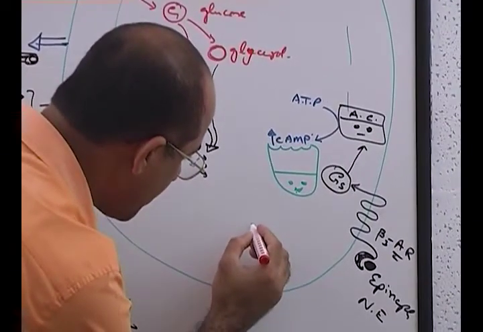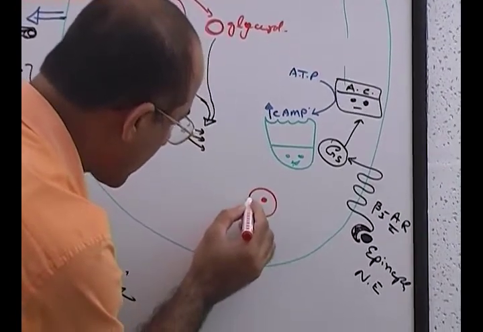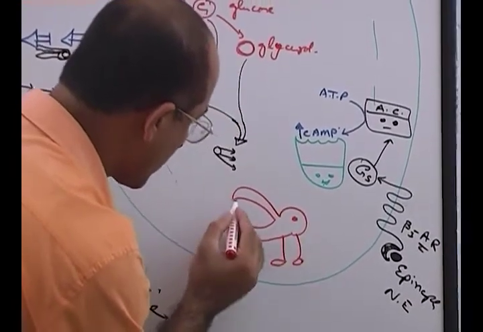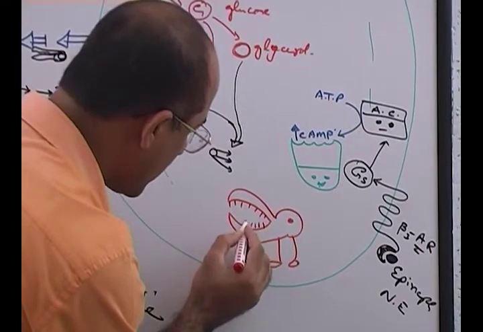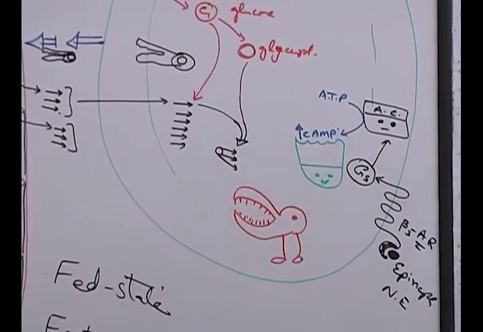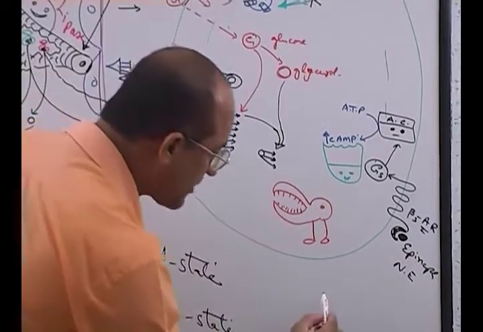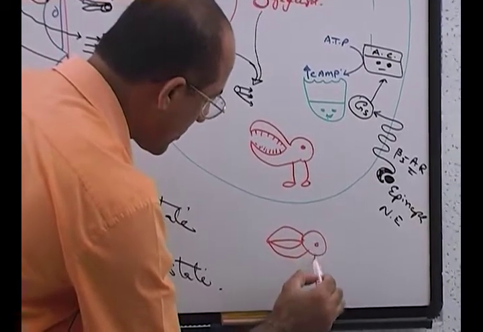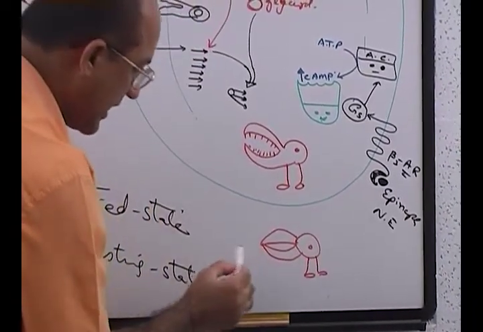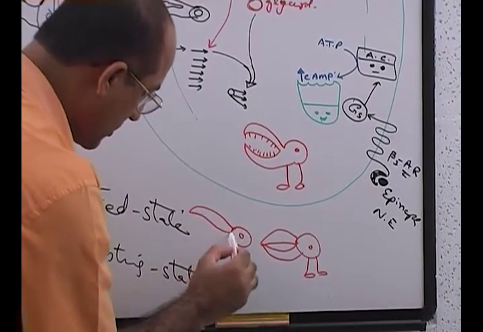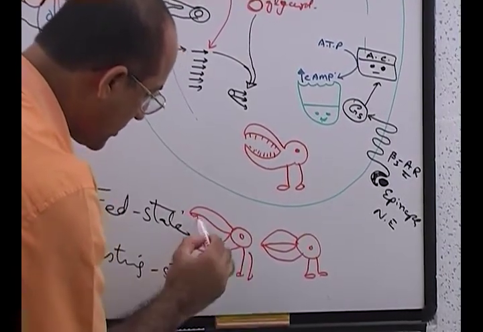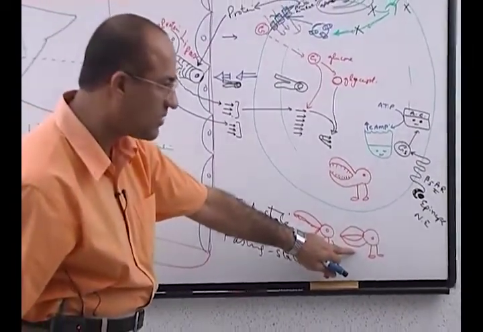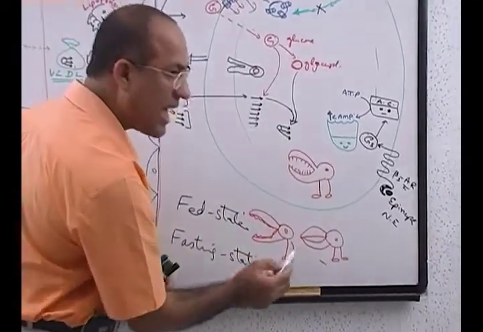Let me draw that enzyme, the other enzyme. This is an enzyme. Normally, this enzyme exists in 2 forms. In one form, its mouth is closed. In another form, its mouth is open. In this form it is active, in that form it is inactive. So this enzyme works in 2 forms, inactive form and active form.